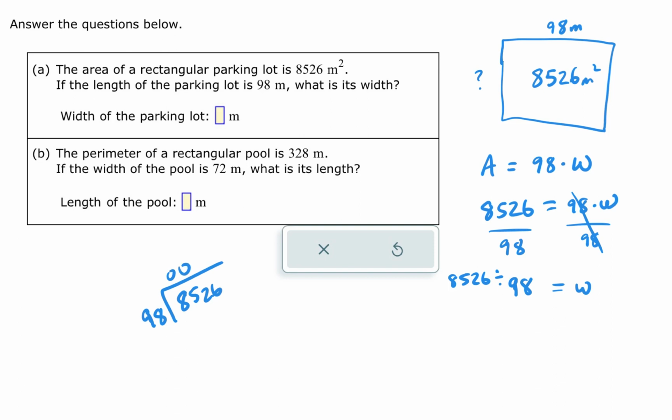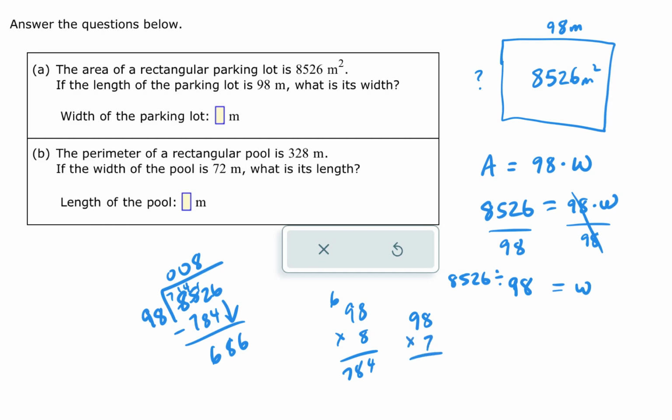98 will go into 852. I'm not sure how many times. Let's try 8 times. 72 and 6 is 78. I think that's going to be correct. Let's find out when we subtract. Yep. As long as this is not bigger than 98, we're okay. And this probably is going to be 7 times, but let's find out. 56, 63, and 5 is 68. It is, and we have no remainder. So our width is going to be 87 meters.